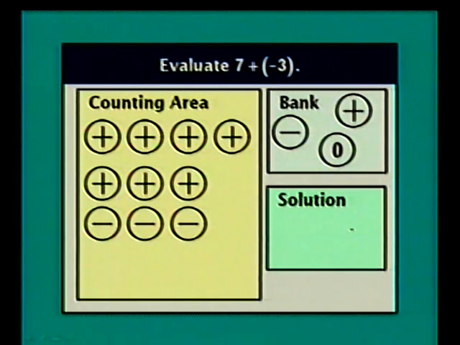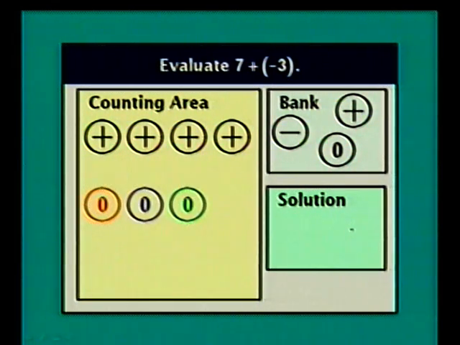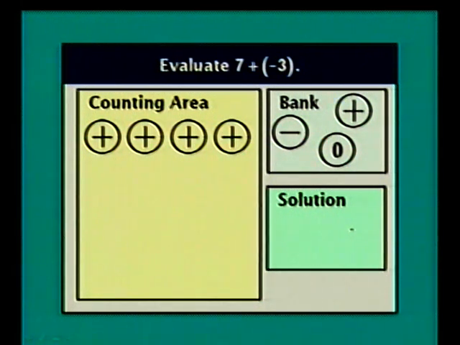Once we do that, we look for our pairs of positive and negative chips, which nullify each other. And here we have 3 pairs of positive and negative chips. So we can trade those in for 0 chips. 0 is the additive identity, and when we add 0 to a number, it doesn't change the number, so we can go ahead and get rid of those 0 chips. That leaves us with 4 positive chips in our counting area. So we write for our solution 7 plus negative 3 equals 4.